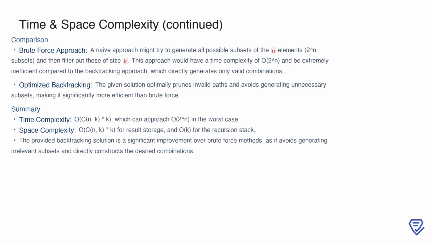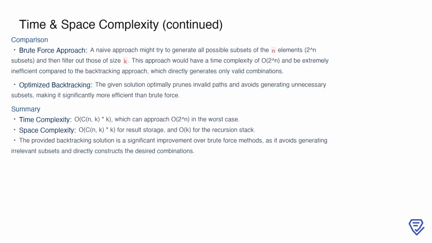To summarize, the time complexity of this solution is C(n, k) * k, though it can approach 2 to the power of n in the worst-case scenario. The space complexity is C(n, k) * k for storing results, with an additional k for the recursion stack. Overall, this backtracking method is a substantial improvement over brute force techniques, as it systematically constructs the desired combinations without producing extraneous subsets.